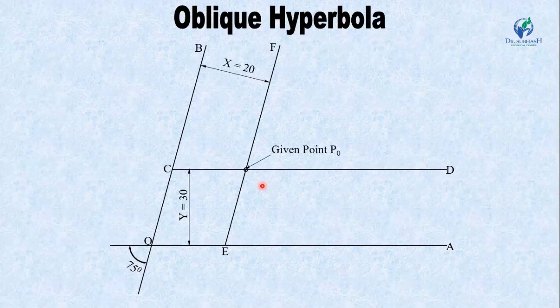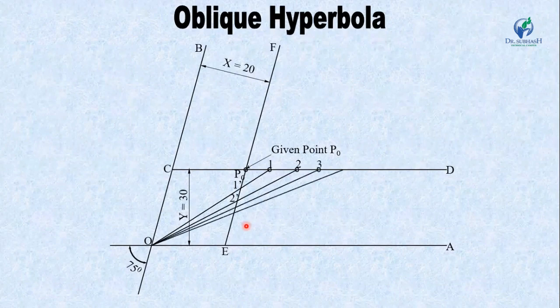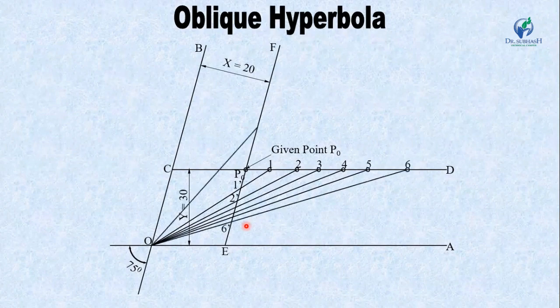Now repeat the same procedure as earlier. From point P0, mark 1, P1. Point 1 and 1 dash, point 2 and 2 dash, similarly 3 and 3 dash, 4 and 4 dash, 5 and 5 dash, 6 and 6 dash. Also, another point on the other side is 7 and 7 dash.